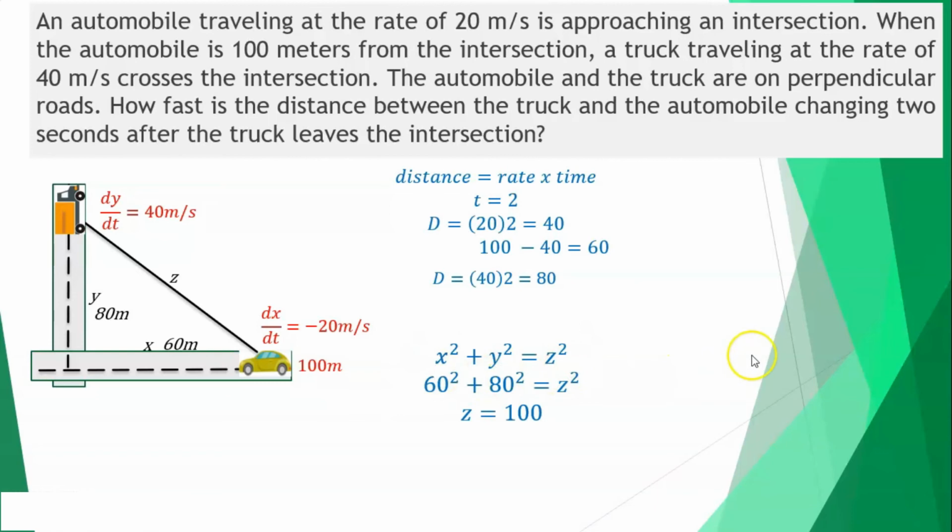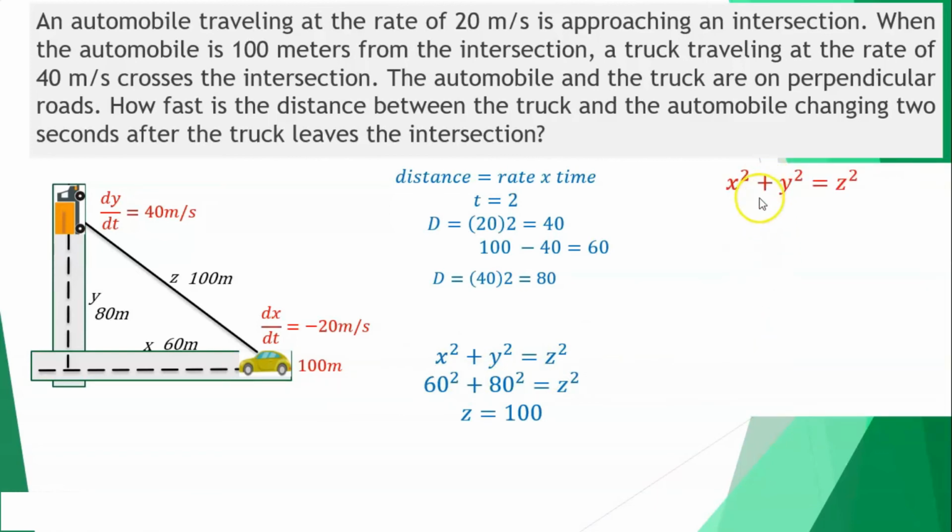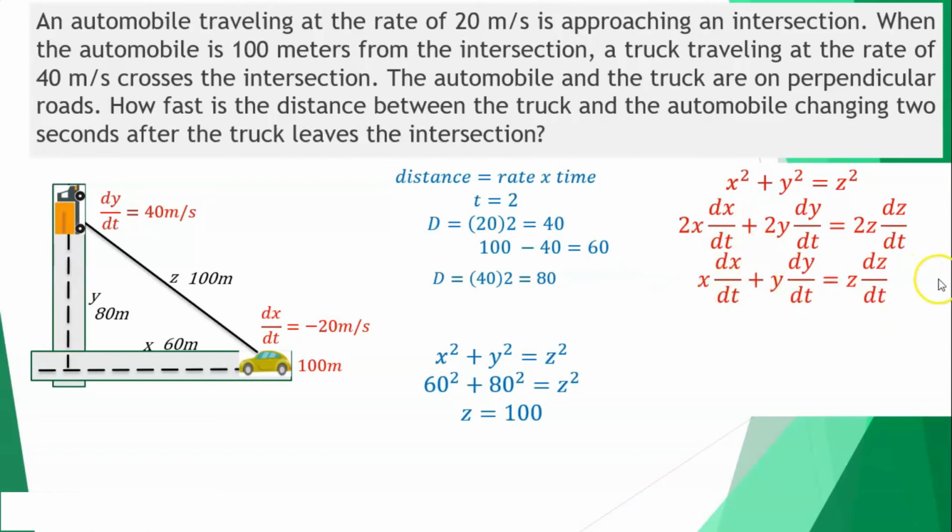Now making use of the original equation, x squared plus y squared equals z squared, getting the derivative of this: the derivative of x squared is 2x dx/dt, plus the derivative of y squared is 2y dy/dt, and the derivative of z squared is 2z dz/dt. Now at this point, we can divide the entire equation by 2, so it will become like this.